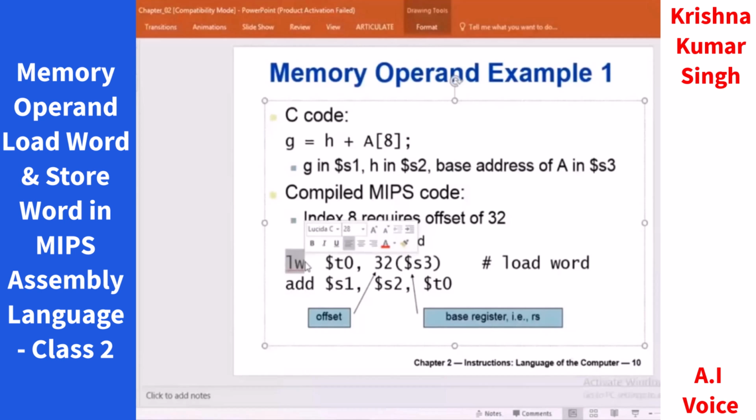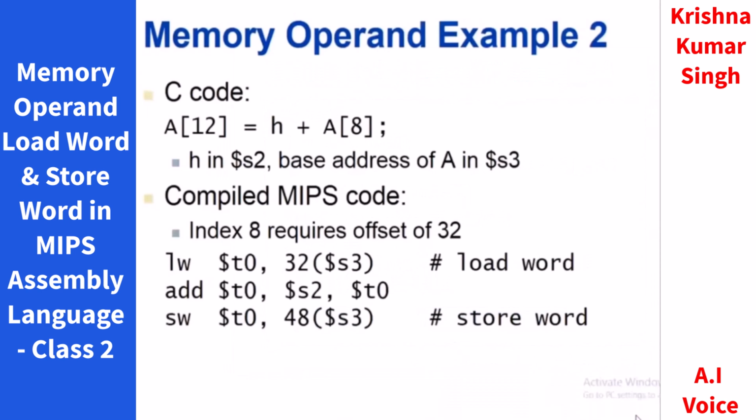Take another example here. The destination is another location. a index 12 should be filled by h plus a index 8. So in order to read a index 8, we use this part by load word. 8 times 4 is 32, and this is the base address. We read one element from the array. Then we add it with h and the result is here in $t0.